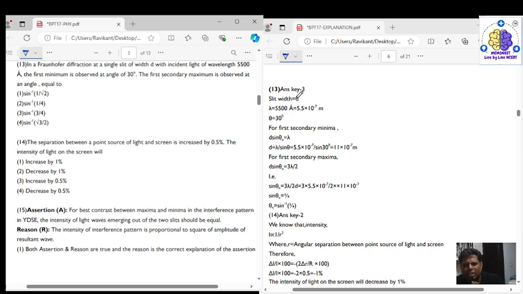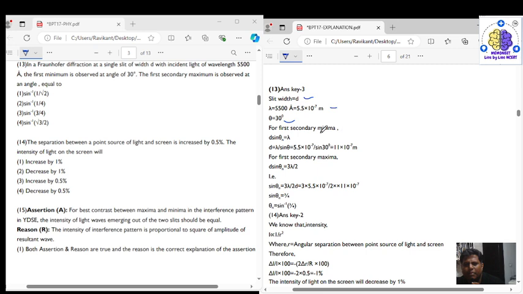So in the question, the slit width is given as d, wavelength is given as 5.5 into 10 to the power of minus 7 meter, that is 5500 angstrom. When converted into meter, it will give you 5.5 into 10 to the power of minus 7 meter. 1 angstrom is equal to 10 to the power of minus 10 meter, right? Angle theta has been given as 30 degrees.